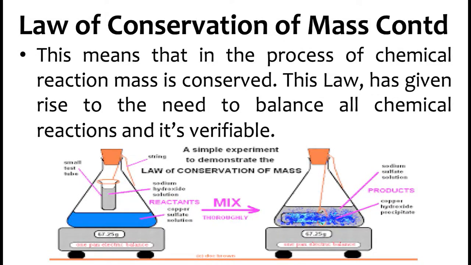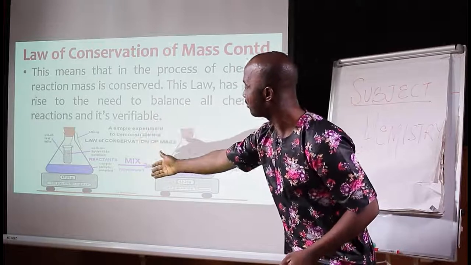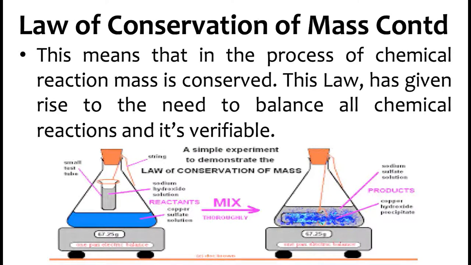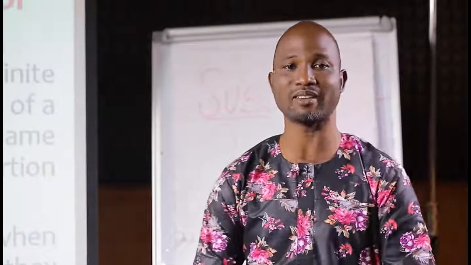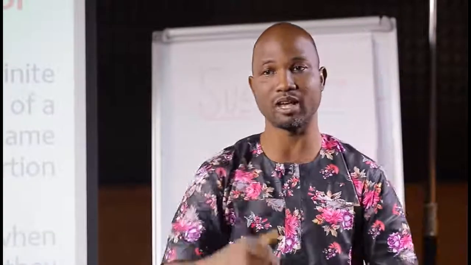And you can see this illustrated by this diagram. You can see that this reaction is taking place. There are two reactants there, and the mass there is 67.725 grams. And after this reaction has taken place, it was still recorded that the mass of the product was still 67.725 grams, meaning that there is no loss of mass during this chemical reaction. It's the basis of balancing of chemical equations, as we are going to see as these lessons proceed.